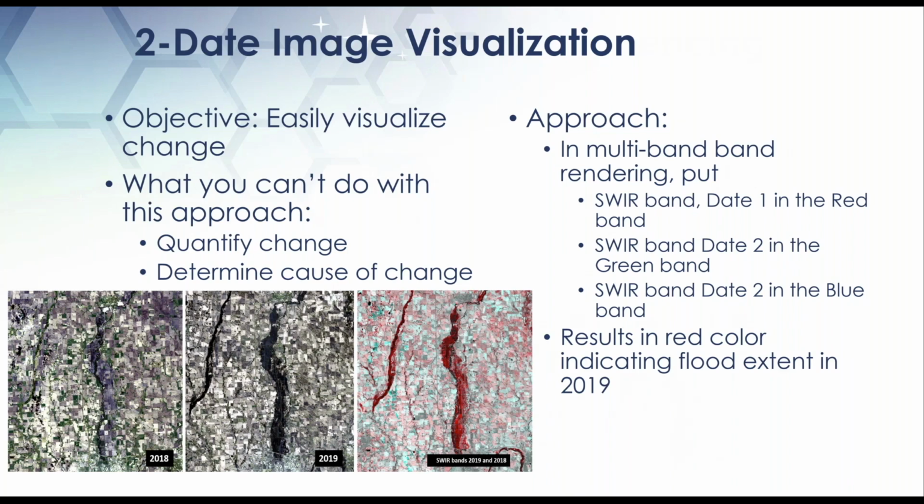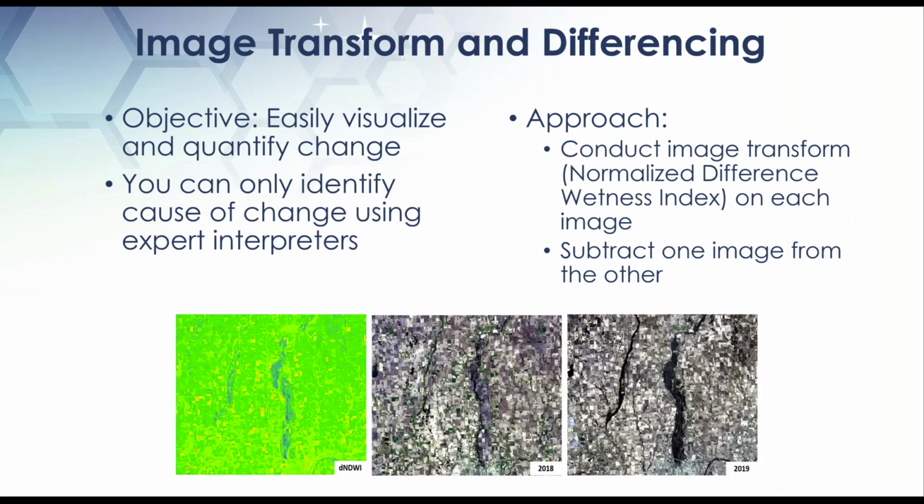The other methodology that you're going to do in the exercise today is the image transform approach that I described, and then do the subtraction between the two different dates. And this way, you can really visualize and quantify the change a little bit better than just the visualization approach. But you can really only identify the cause of the change using expert knowledge of the region, although flooding is pretty obvious. So the approach is to conduct a normalized difference wetness index on each image, and then you're going to subtract one image from the other.